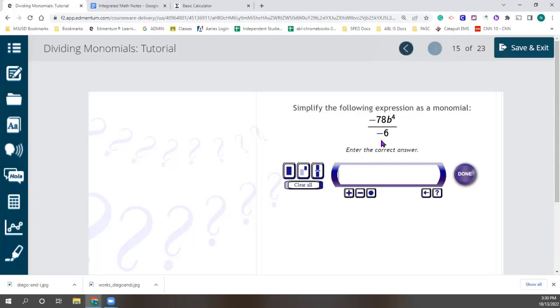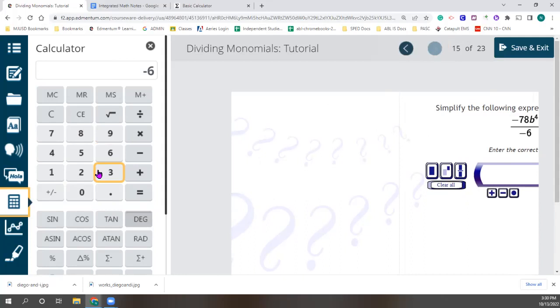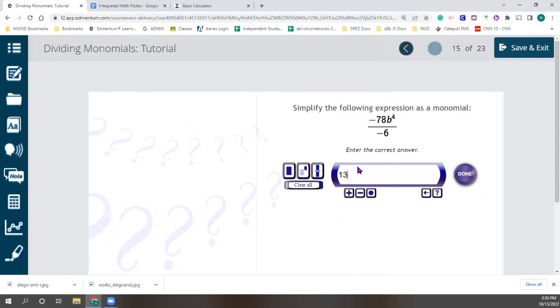Next, -78 divided by -6. There's no way I know that. So 78 negative divided by 6 negative equals 13. A negative divided by a negative is a positive. A negative times a negative is also a positive. Okay, fun rules. Again, we're in the same situation with the exponents there. So I need to do exponent 4. Great, got it.